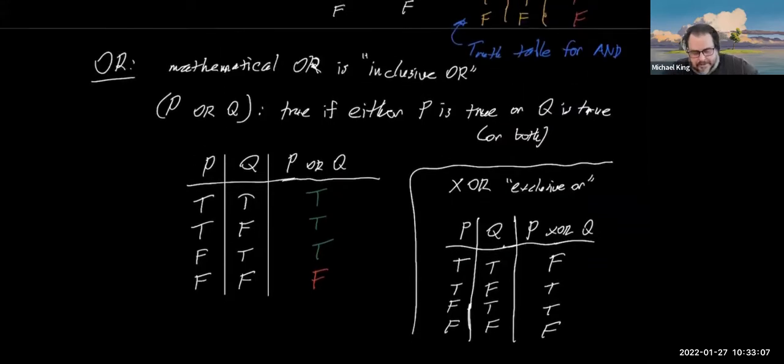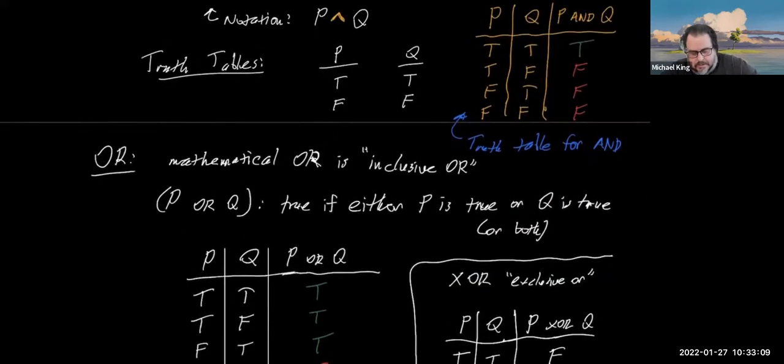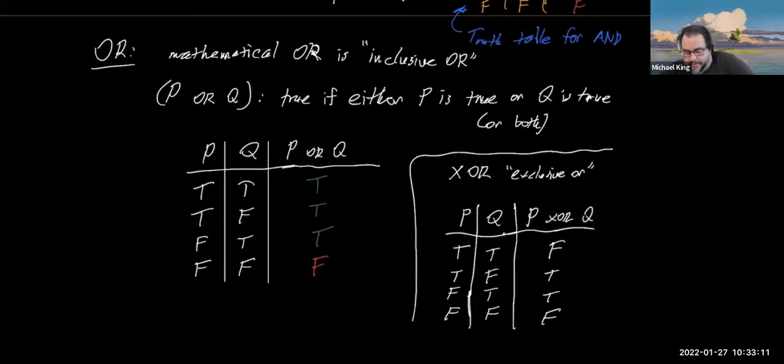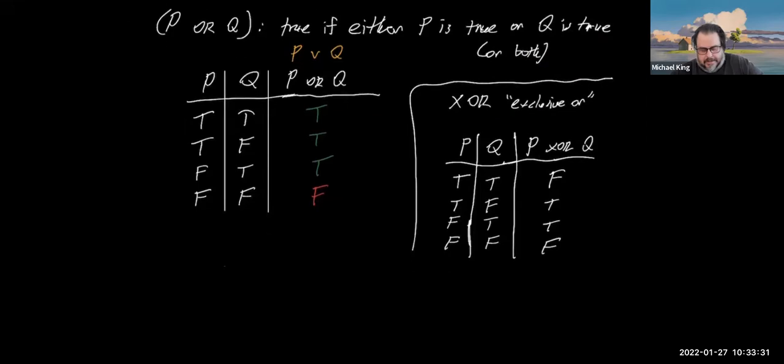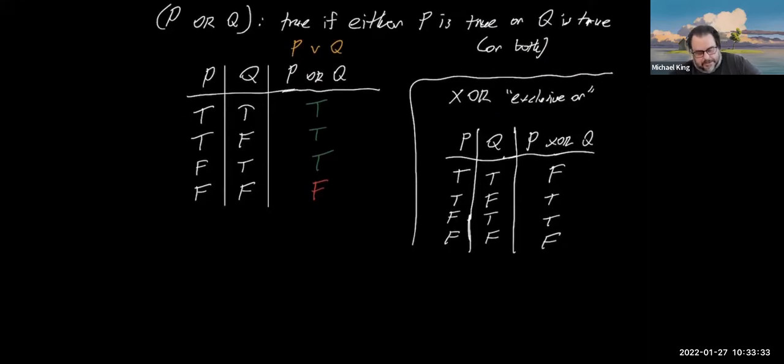Oh, by the way, I forgot to say up here, the notation for P or Q that you'll sometimes see is P wedge Q. So the little V is or, and the little caret is and. But again, most of the times I'll just write out the word. It doesn't take that much more effort. So yeah, sorry. So we have not.